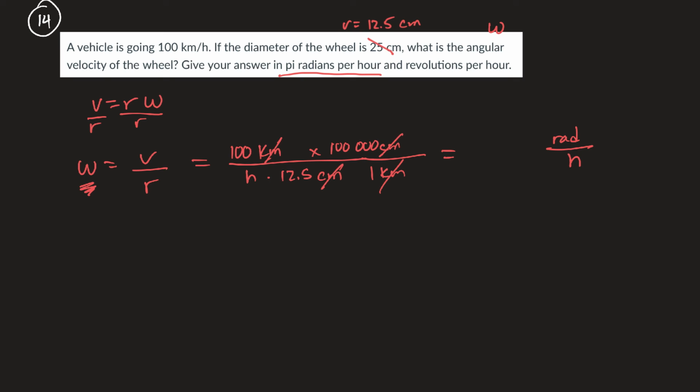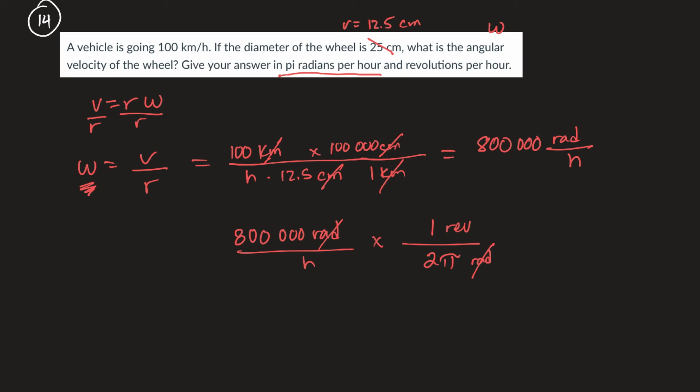So 100 times 100,000 divided by 12.5. That looks to be 800,000 radians per hour. That's a whole lot of radians. But I know that 2 pi radians is 1 revolution. So if I have 800,000 radians per hour, I can multiply by 1 revolution over 2 pi radians. So the radians cancel.